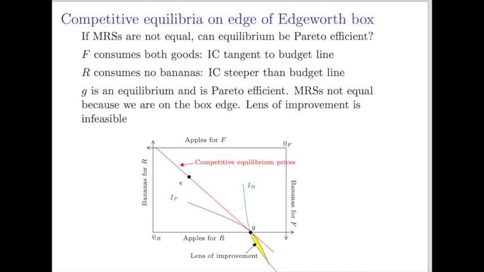So take this picture, for example. Take this Edgeworth box. In this situation, the equilibrium allocation is G. At this allocation G, one of the two consumers, Friday, consumes a positive amount of both goods. He consumes some apples, this many apples, and he consumes all of the bananas.